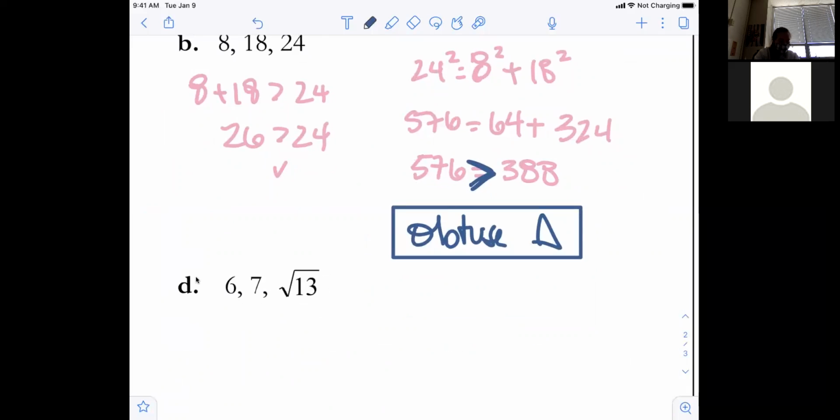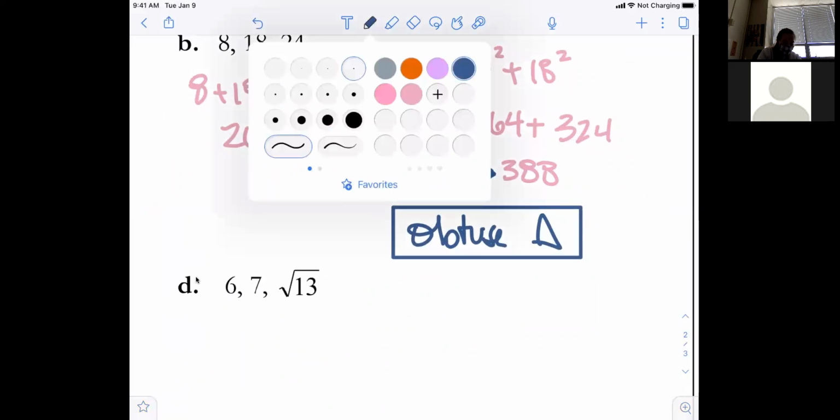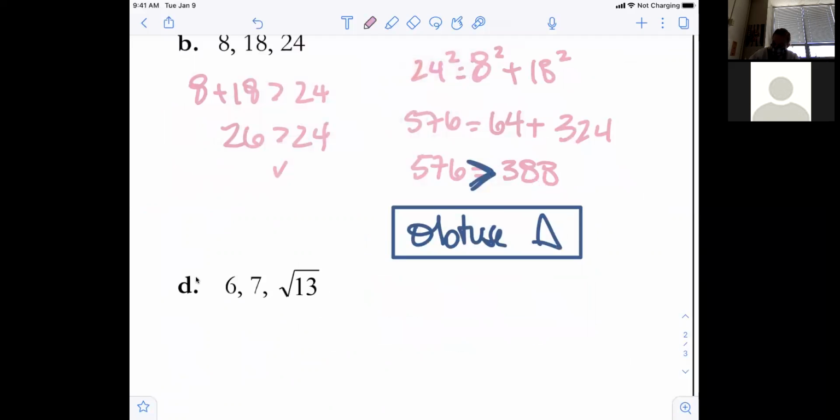Got one more. Now this next one, I don't even really know where to start because I don't know what's bigger. So I'm going to see what root 13 is in my calculator. Root 13 is about 3.6. Now we all might want to put 6 plus 7 is greater than root 13. Well, root 13 is the smaller one. So I have to do 7 is the bigger one. So 7 is my C, and I'm going to do 6 plus root 13, or 3.6. Is that greater than 7? It's going to be 9.6, which is greater than 7. So we're good so far.